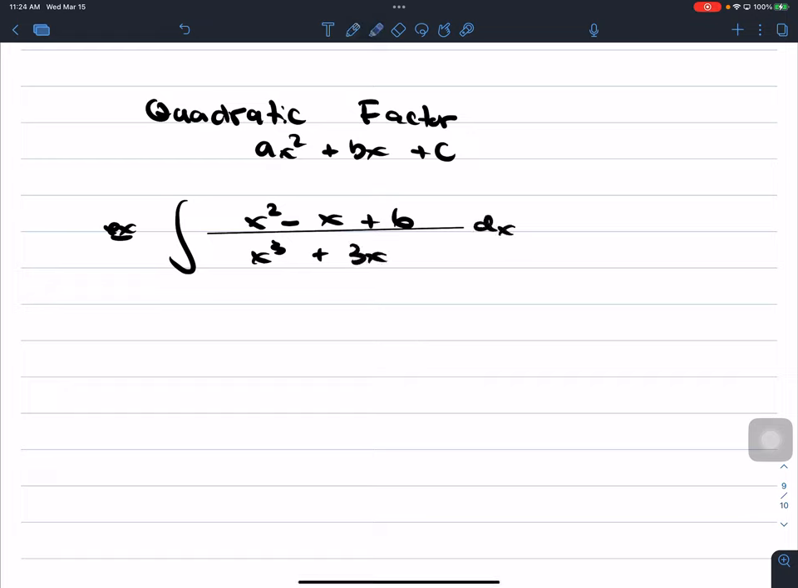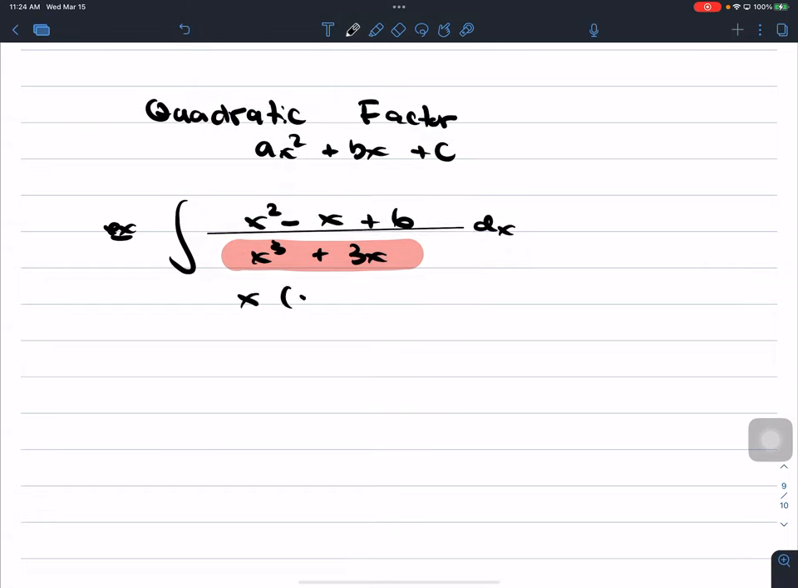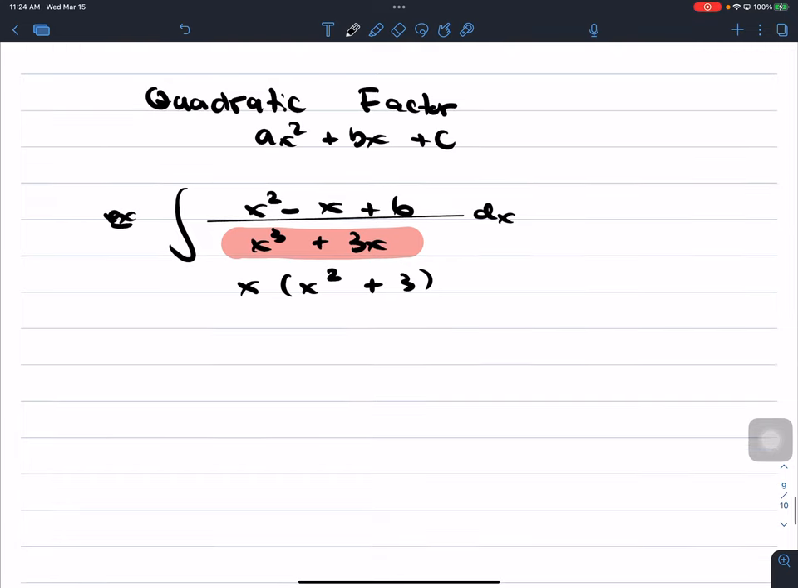So remember what you always have to do with the denominator here. You got to factor it out. And the only term you can factor out is an x. You're left with x squared plus 3 here. That here, you can't factor further.